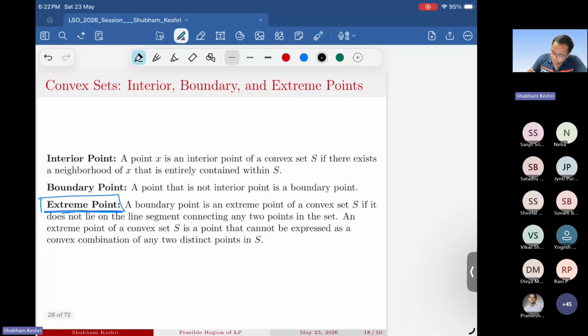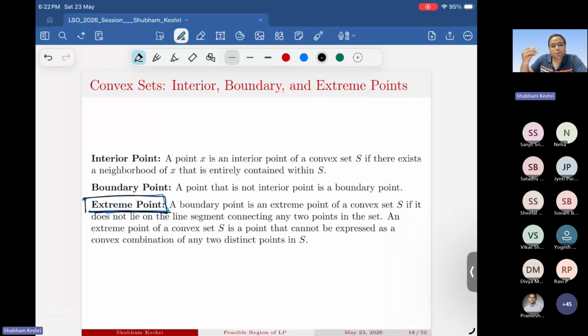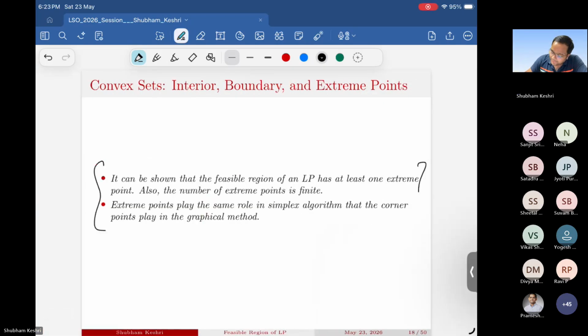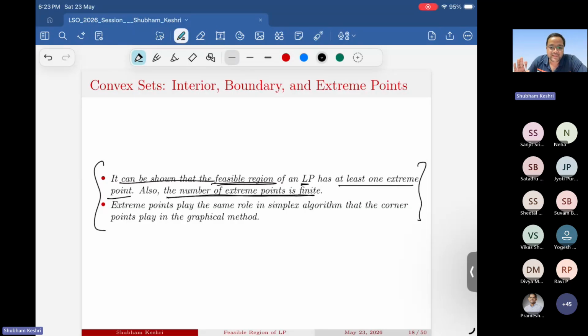Okay. So what is an extreme point? An extreme point is the equivalent of a corner point of a polyhedron. So in a polyhedron, the corner points are referred to as extreme points. That is all I will say in these slides. It can be shown that the feasible region of an LP has at least one corner point. So you can prove that the feasible region of an LP will have at least one extreme point. Extreme point and corner point are the same thing. And the number of extreme points is finite. So you will not have an infinite number of extreme points in a feasible region of an LP. It will always be finite.